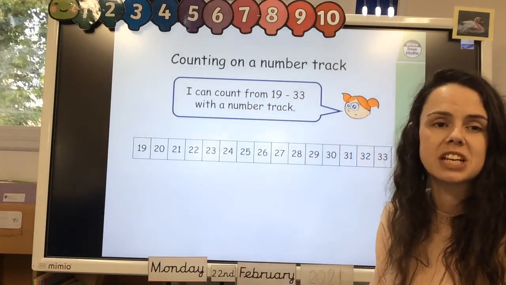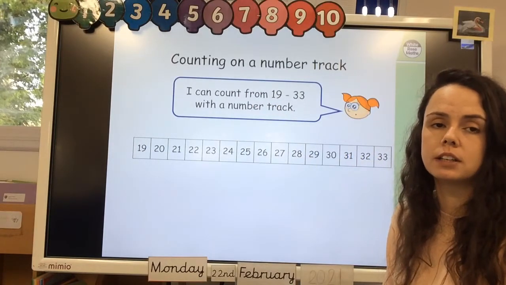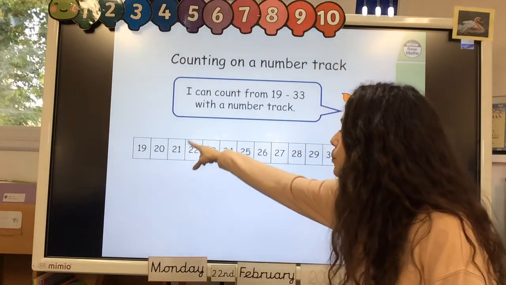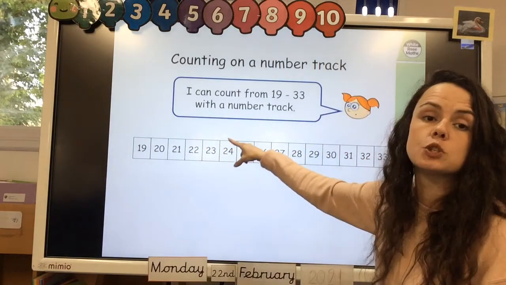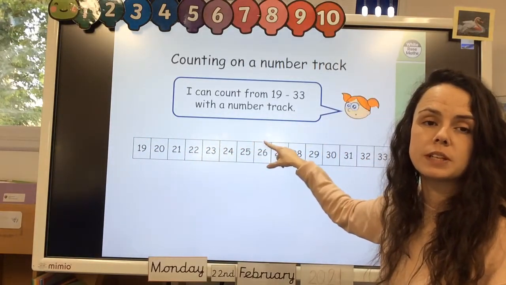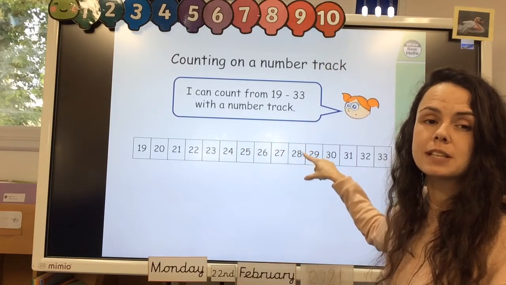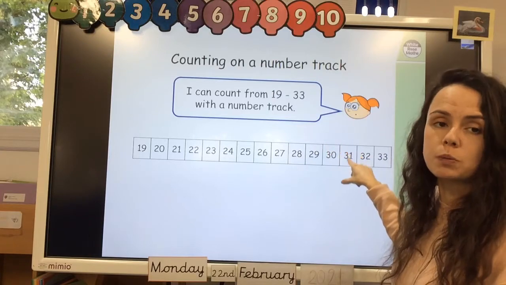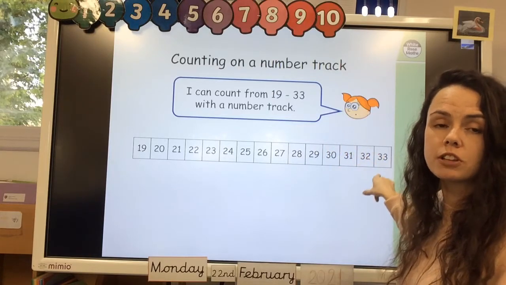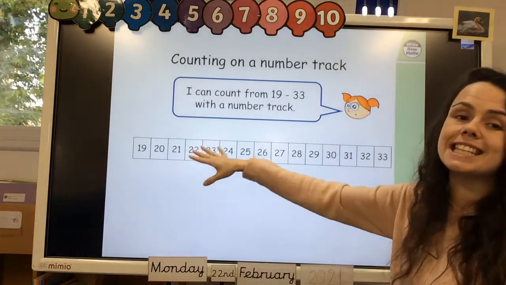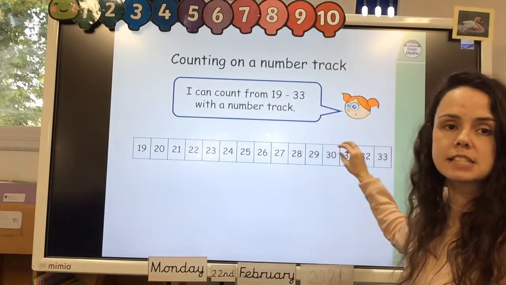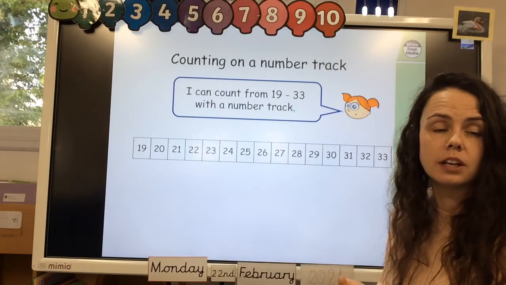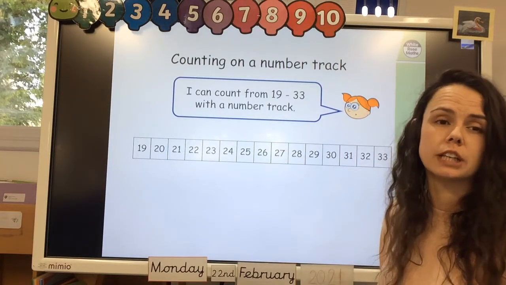Can you find number 19 on your number square? 19, 20, 21, 22, 23, 24, 25, 26, 27, 28, 29, 30, 31, 32, 33. That's quite far. 19, all of the 20s, and then 30, 31, 32, 33. Well done. Did you do that as well? Great. That was really good counting, year one.